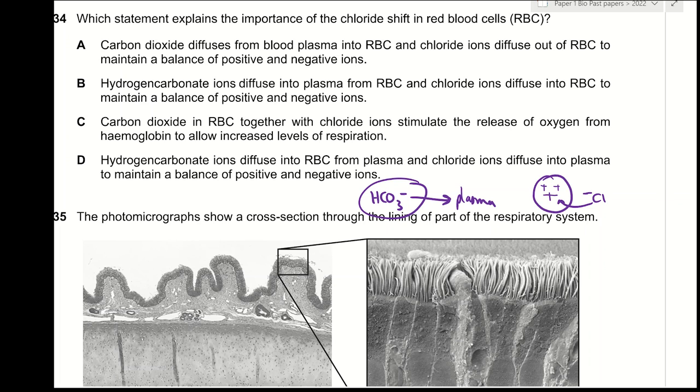Now for A, carbon dioxide diffuses from blood plasma into red blood cell and chloride ions diffuse out of red blood cell to maintain a balance of positive and negative ions. As we said, carbon dioxide has nothing to do with this, it's to do with bicarbonate ions and chloride ions. For B, hydrogen carbonate ions diffuse into plasma from red blood cells. So this is correct, we said that hydrogen carbonate or bicarbonate ions leave the red blood cell. And chloride ions diffuse into red blood cell, yes, we just mentioned that, to maintain a balance of positive and negative ions. This is correct, and the answer is going to be B.